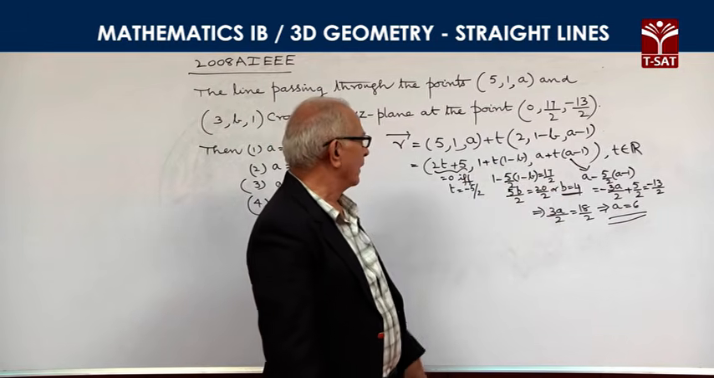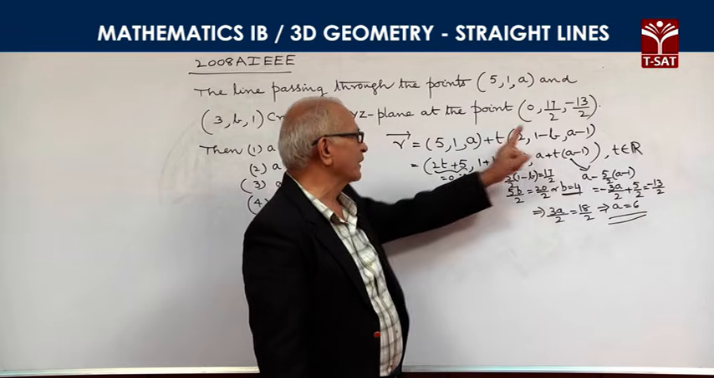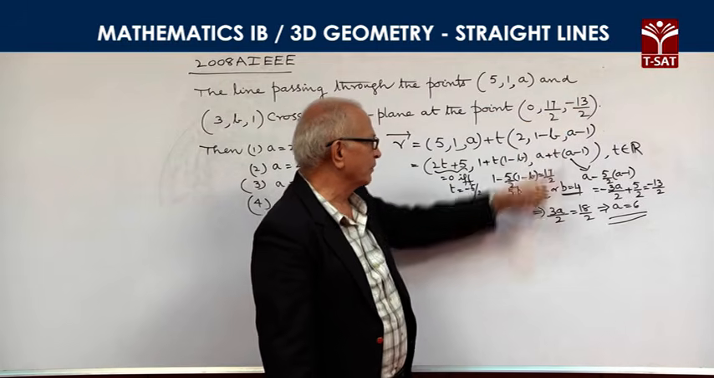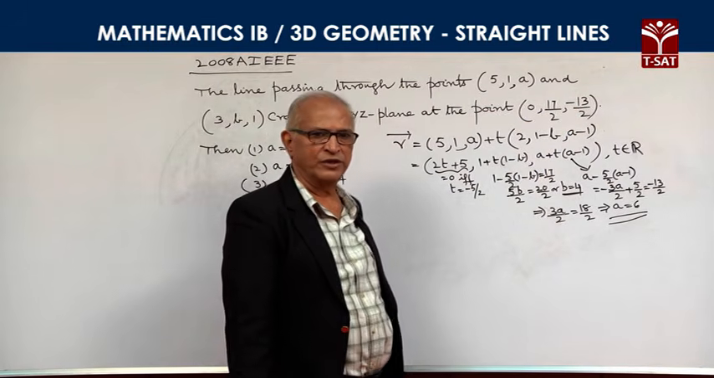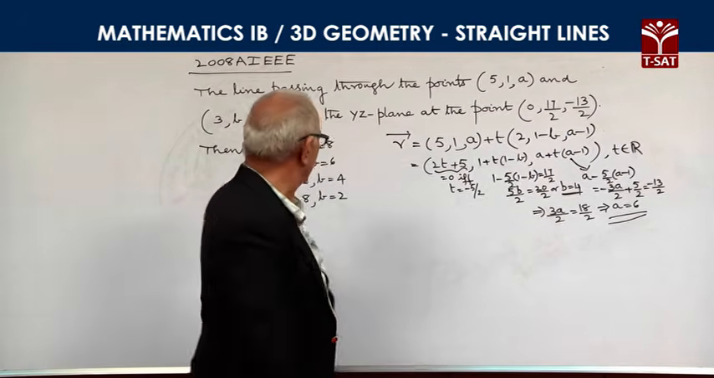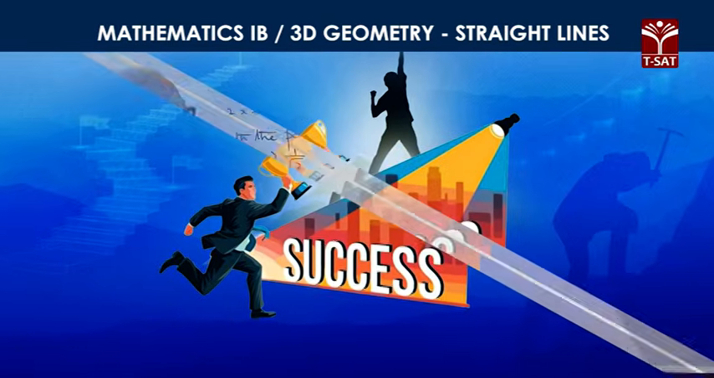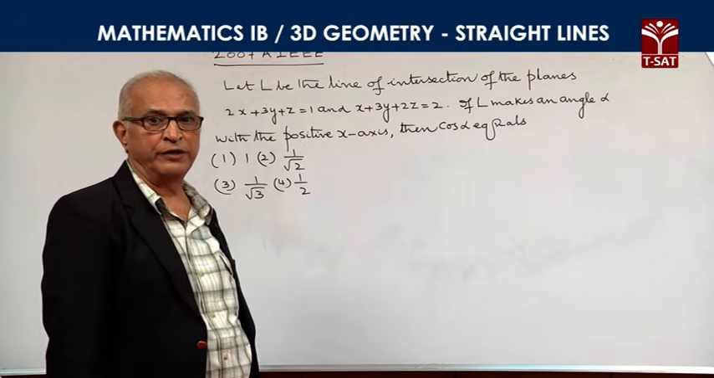And once again, putting t equal to minus 5 by 2 in the last coordinate, the z coordinate, which is equal to minus 13 by 2, you are getting the value of a, which is equal to 6. Thus the values of a and b are a equal to 6 and b is equal to 4. That is the final answer. This question appeared in the 2007 paper of APPECET.